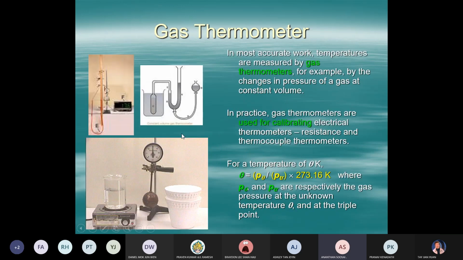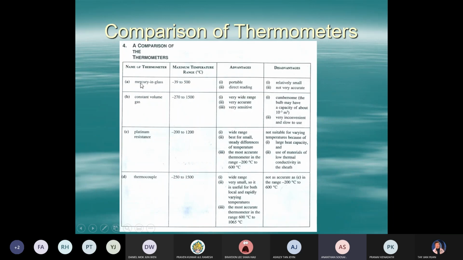If I go a few slides further, the first point is mercury in glass. This table you have to memorize, the pros and cons, the advantages and disadvantages. For mercury in glass, the advantage is that it is portable, very easy to carry, and very small. Direct reading, yes. They can read directly from the scale stated on the thermometer. The disadvantage, which we never knew before, is that it is not very accurate.